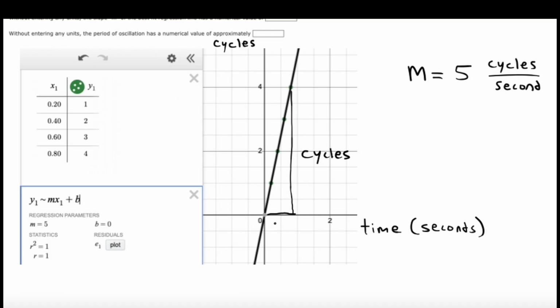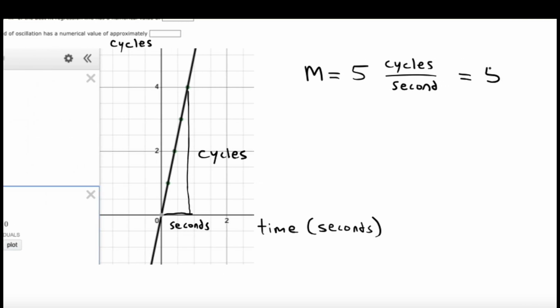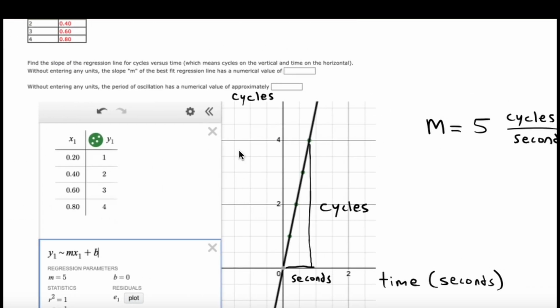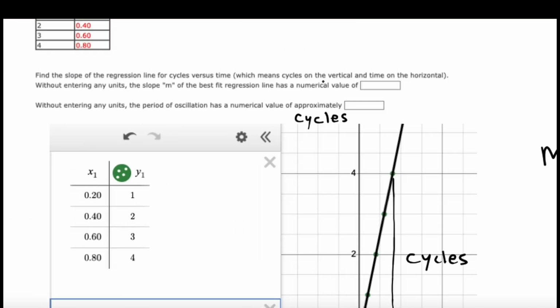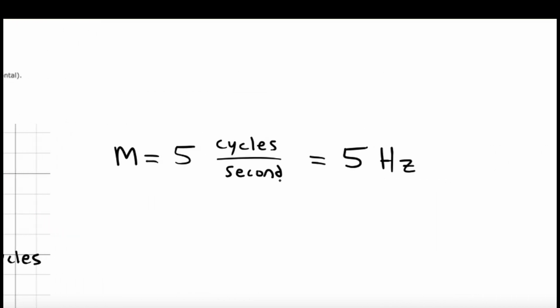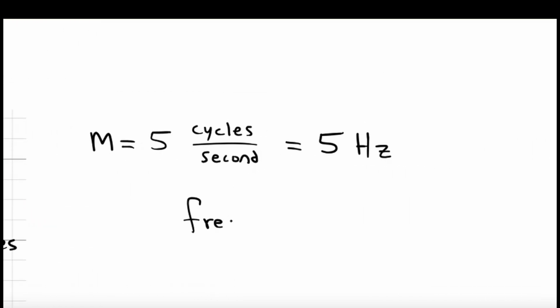Cycles per second. Okay, so that of course is the unit of hertz. So it's 5 Hz. 5 hertz is our slope. Okay, so the m value is 5, and they also ask for the period. So the m here is the frequency.